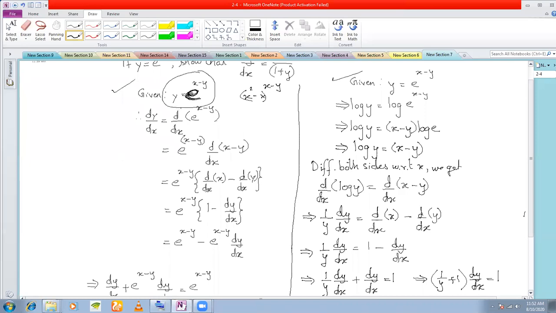So when a function of x is raised to the power of another function of x, then we apply logarithms. So e is exactly not a function of x. You don't have a function of x at the base. Okay, so let us see the next one.